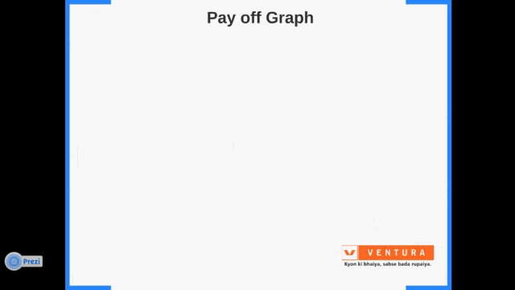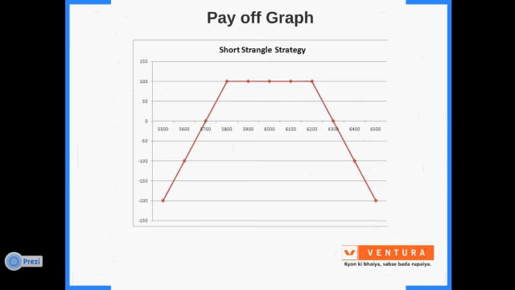And this is what your payoff graph will look like. If at maturity the price remains between 5,800 and 6,200, you keep the 100 rupees. That is your net premium, as both the options will expire worthless. If, however, the price rises above 6,300 or falls below 5,700, you start making losses.